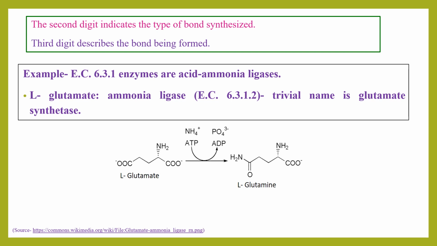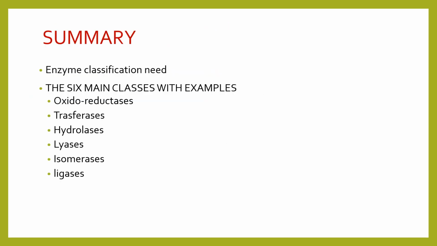Say for example, we have 6.3.1. These are the enzymes which are acid ammonia ligases. And the best example here is L-glutamine ammonia ligase, whose enzyme commission number is 6.3.1.2, while the trivial name is glutamine synthetase. Here we can see the synthesis of L-glutamine from L-glutamate, and the ammonia is getting added to L-glutamate, resulting in glutamine synthesis.